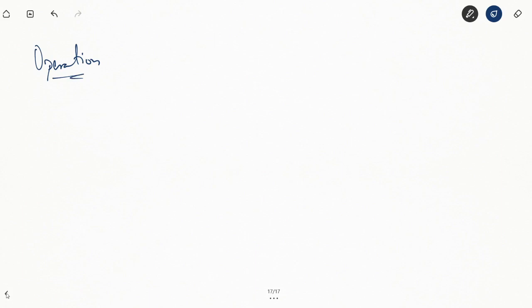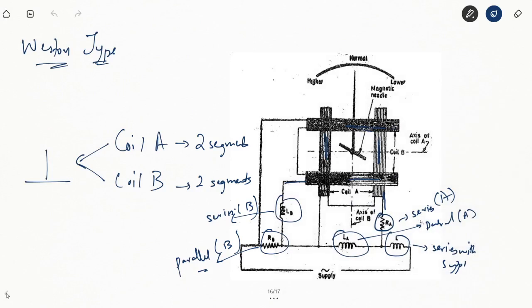So the operation: you have coils A and B, which are 90 degrees to each other. Once you apply the supply voltage, current will flow through coil A and coil B, and they will produce a magnetic field. Since the coils are placed 90 degrees to each other, the magnetic fields they produce will also be 90 degrees to each other. Now this magnetic field will act upon the magnetic needle.